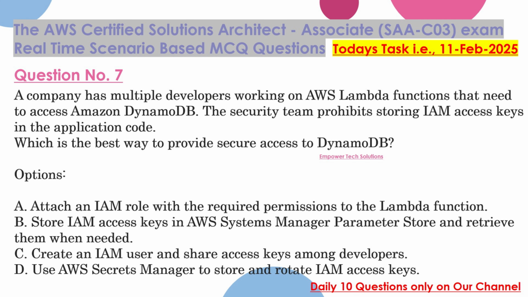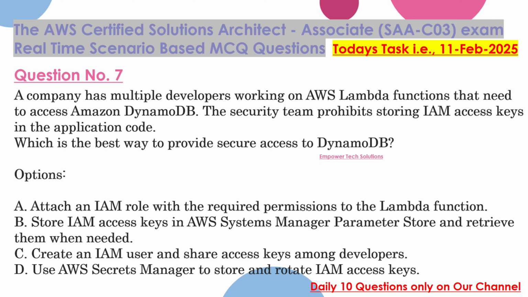Question 7. A company has multiple developers working on AWS Lambda functions that need to access Amazon DynamoDB. The security team prohibits storing IAM access keys in the application code. Which is the best way to provide secure access to DynamoDB? Options: A. Attach an IAM role with the required permissions to the Lambda function.